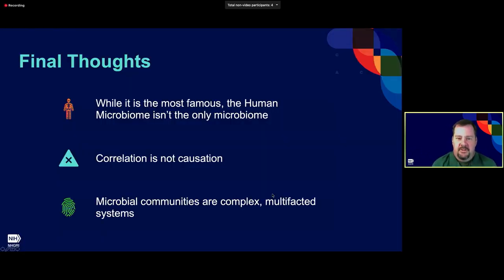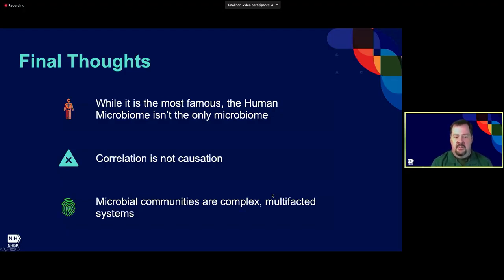So my final thoughts on this talk are that, while it's the most famous, the human microbiome isn't the only microbiome. There are lots of environmental microbiomes. I didn't talk about it at all, but there's a huge literature on what's called the built microbiome, what lives in and on surfaces in homes and in offices, even in the space station.